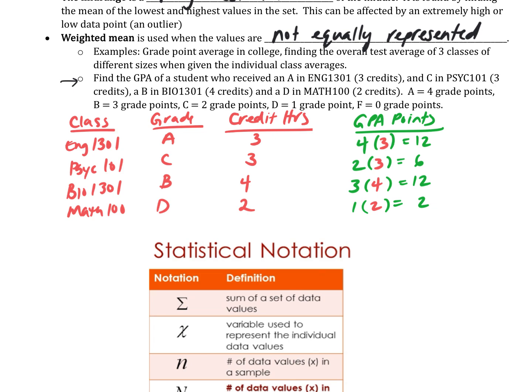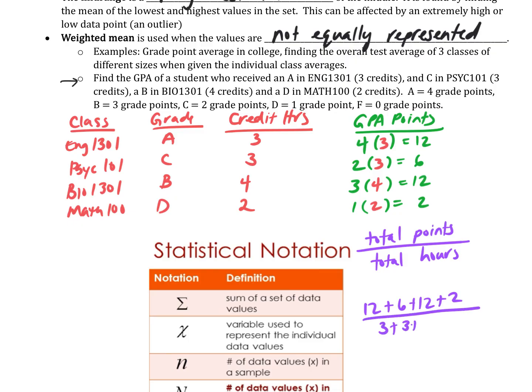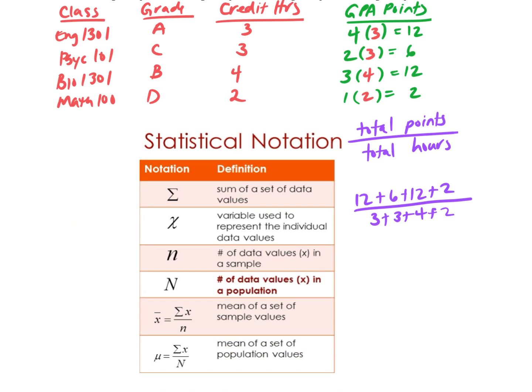Okay. To find your GPA, you add up your total points and divide by your total number of hours. Does that make sense to everyone? Yes? Okay, and so I wind up getting 32 over 12, which is a 2.667.